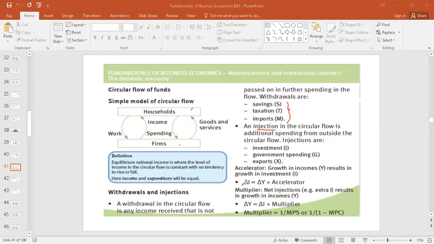Then we calculate the growth in income. Growth in income results from growth in investment. Because of additional investment, additional growth in income happens, and that is multiplied by the multiplier, given as 1 by marginal propensity to save. So how much do they set aside and how much do they consume? Taking that multiplier and multiplying it by the change in investment results in the change in income. So that's the equation given. This is the concept of circular flow of funds. We have done it the other day, but this was a quick review.